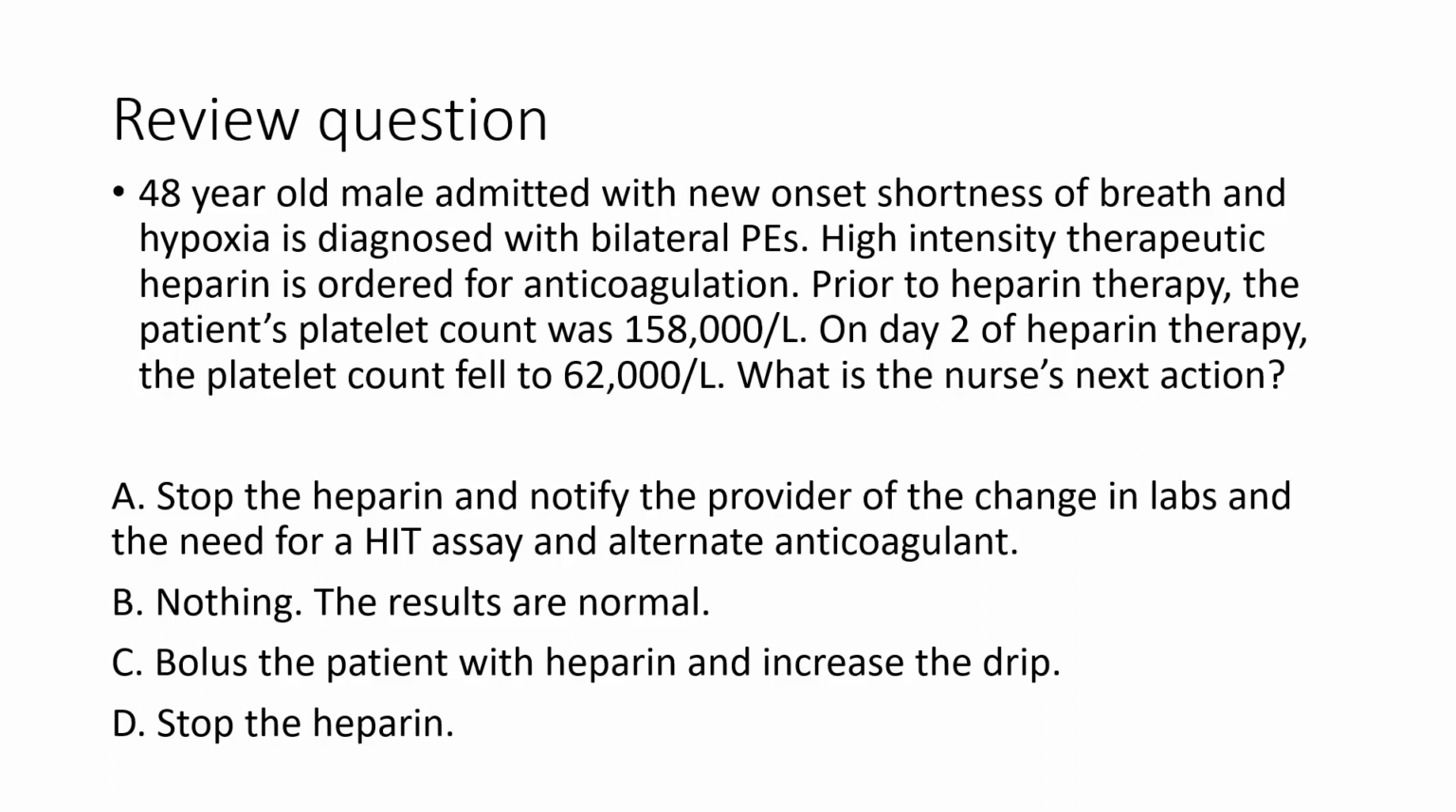assay and alternate anticoagulant. Option B, nothing. The results are normal. C, bolus the patient with heparin and increase the drip. Or D, stop the heparin. Assuming you probably answered option A, that's the right one.